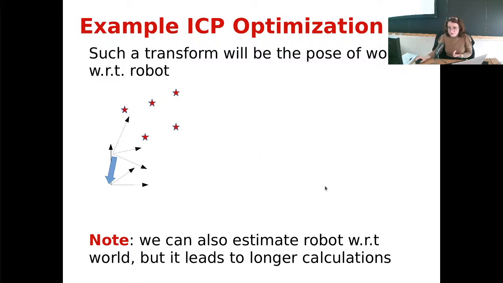Now, we could also estimate the pose of the robot with respect to the world, but this would lead to longer calculations, as you will see in a second. Indeed, if we formulate the problem as that of finding the transform, which is the pose of the world with respect to the robot, minimizing the difference between points in the world frame and points in the robot frame, then the formulation is really straightforward, while it won't be so if we decided to estimate the robot with respect to the world.